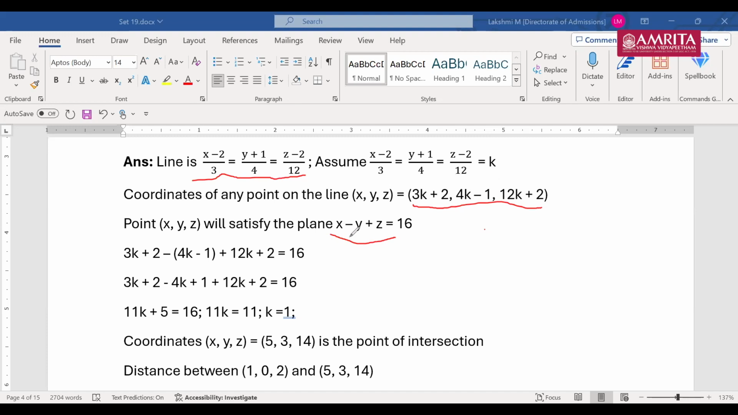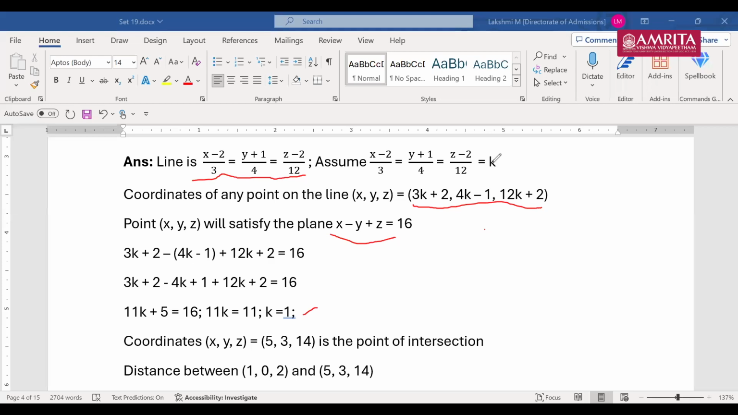So you can substitute it here: 3k plus 2 minus 4k minus 1 plus 12k minus 2. You'll have the value of k. Now, once you have k, you can resubstitute it back and find the coordinate. Then use the distance formula to find the distance between both of them. I hope up to this it's clear.